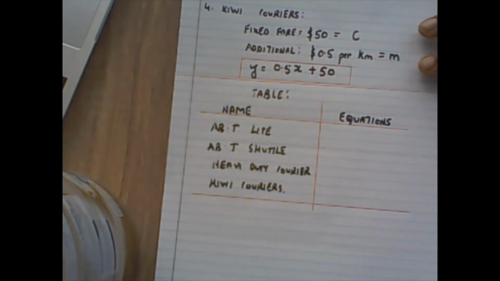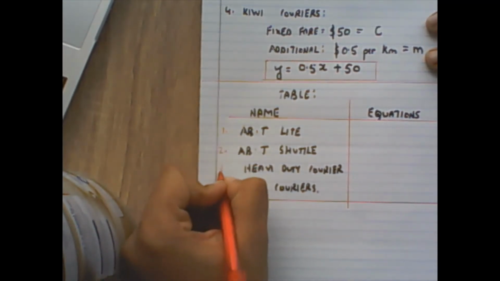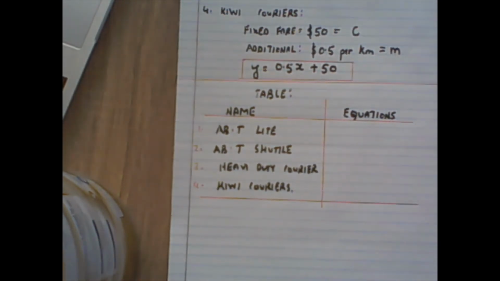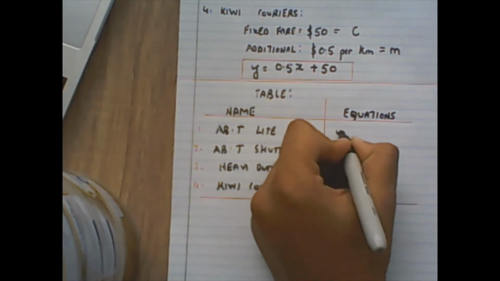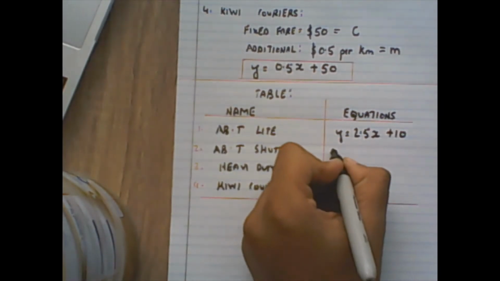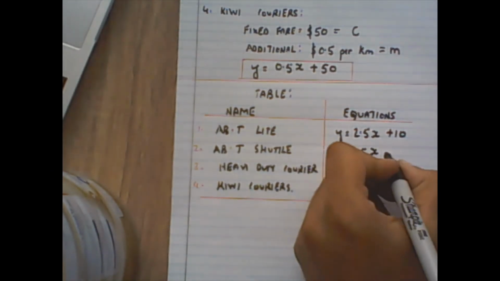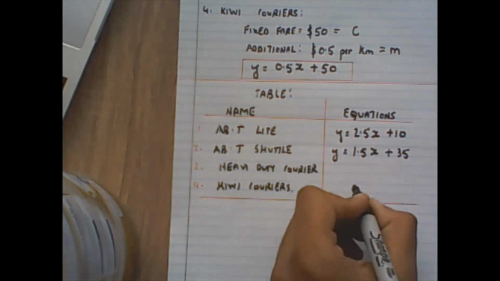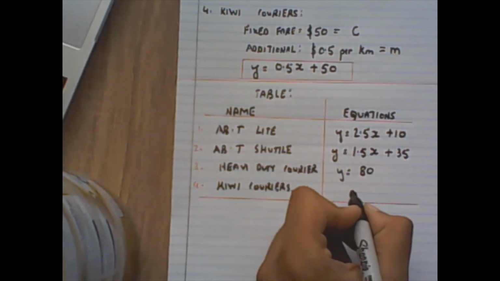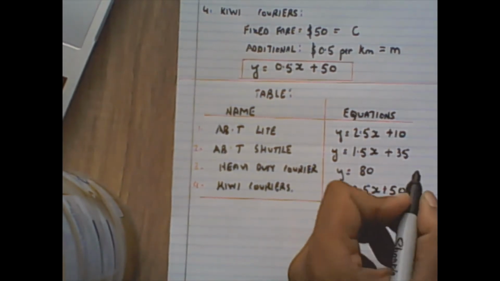So I generally like to number them as well. So the first thing I'll do is I'll write here my numbers, because whenever I'm going to solve problems, I'm going to be referring back to the same numbers. And this is going to be my equation 4. So my equations are, the first equation is going to be y equals 2.5x plus 10. For the second one, y equals 1.5x plus 35. This one is y equals 80. And the last one is y equals 0.5x plus 50.